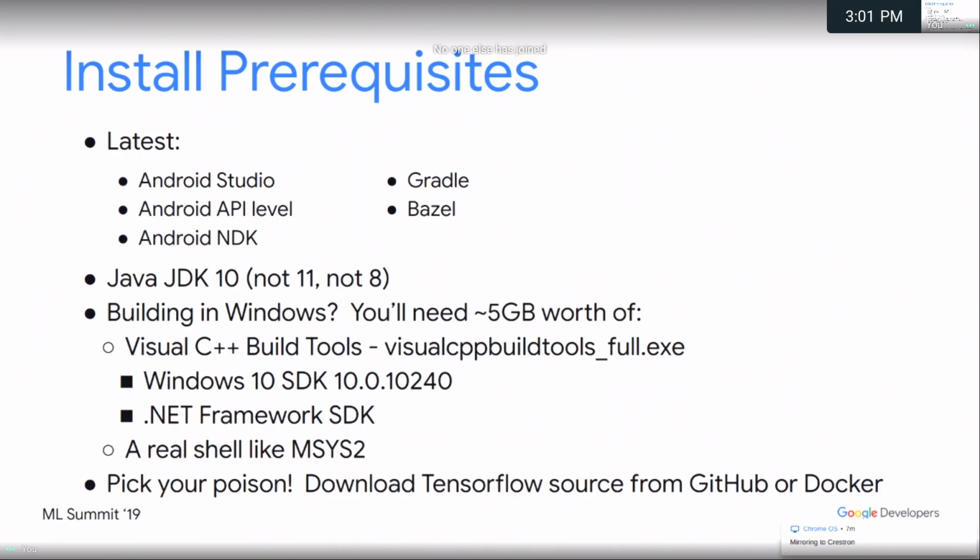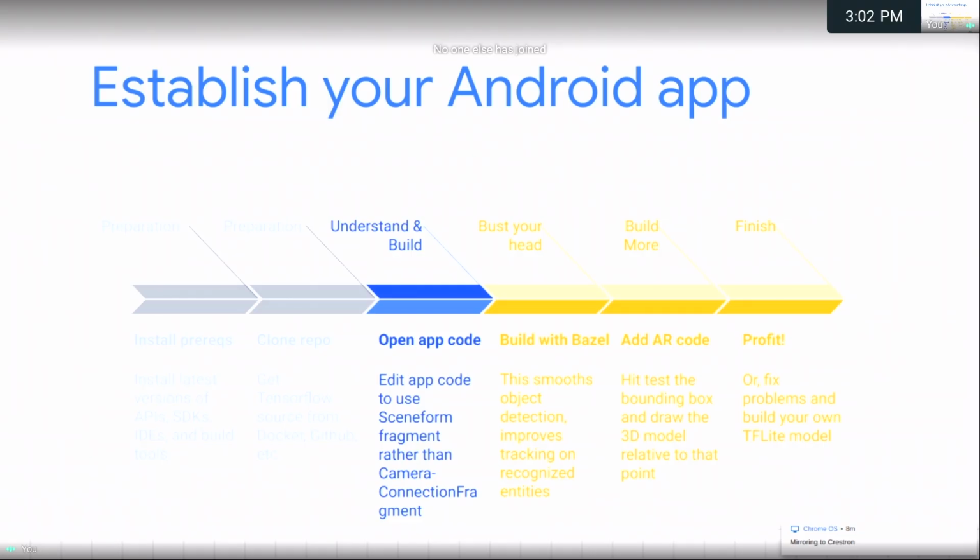Speaking of which, it's time to pick your poison now. You're going to download TensorFlow source from GitHub or from Docker. Now, in my case, I used GitHub just because I was building directly on the computer itself, not through a Docker container. So let's talk about that part now. We're going to open up the app code and tell you a little bit about how to make this stuff work.